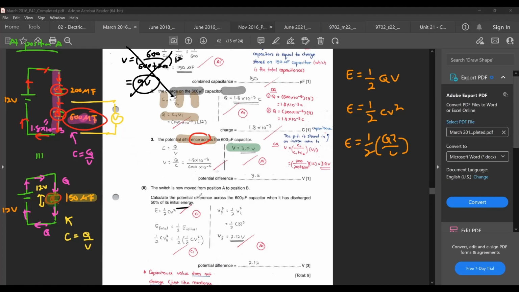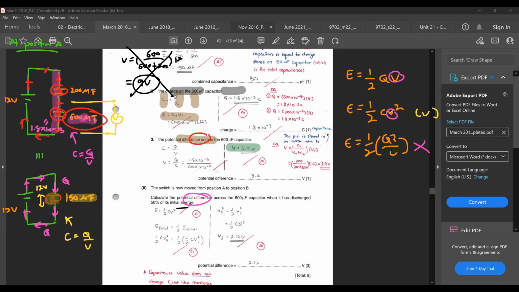They need you to calculate PD. So anything without PD is going to be out. That means the third equation is out. That leaves you with only the first two that you can consider because they have PD. This is what you want to find. So between these two, which one do you want to use?